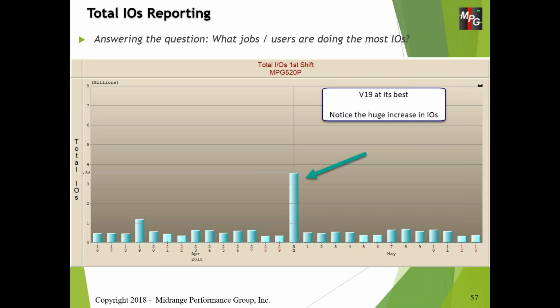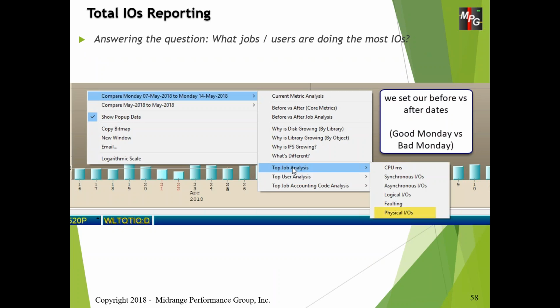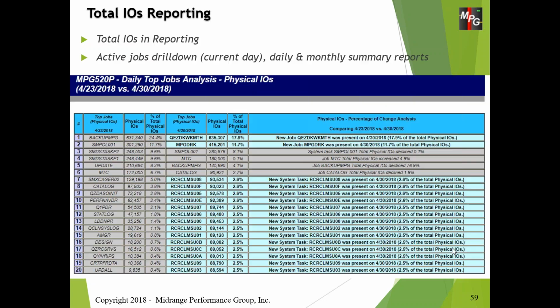Look at this. When something like this happens, like, holy cow, what happened to IOs? Well, we now have the ability to do top job analysis and look at a good day versus a bad day and understand why those IOs jumped. And look at this. I mean, come on. I always say that's just showing off, but look at this.